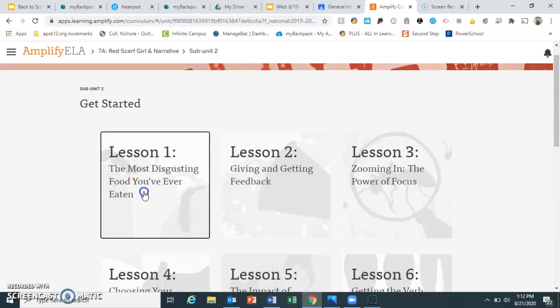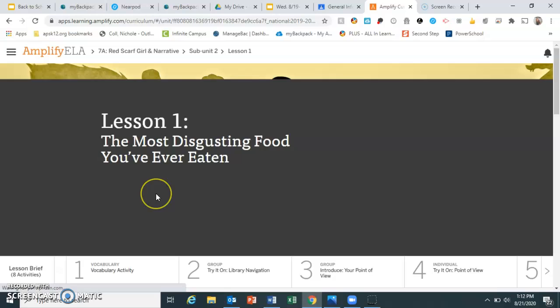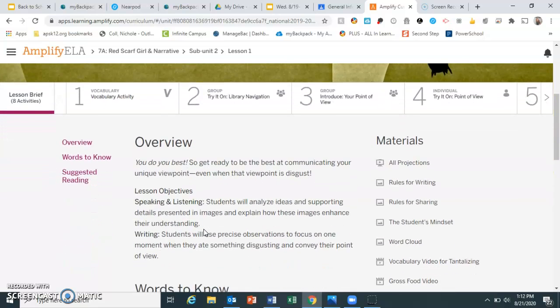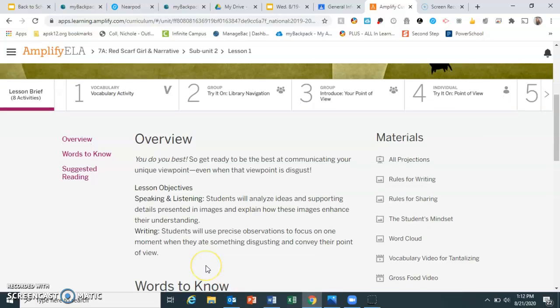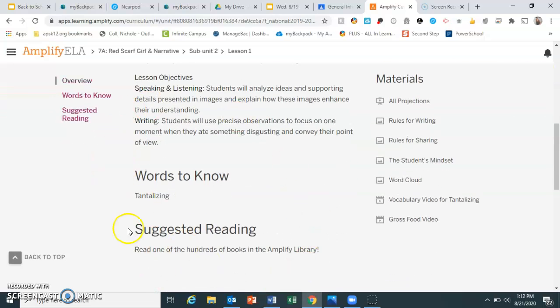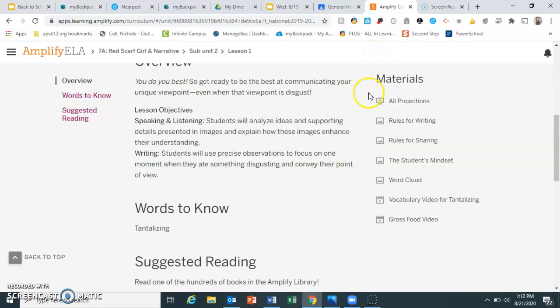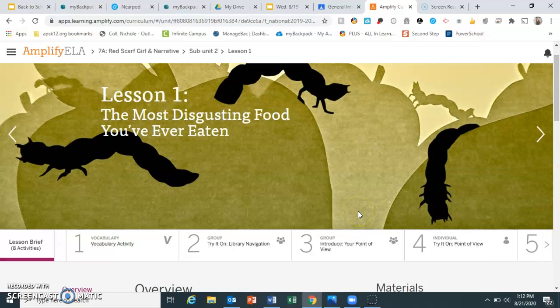When you click on a lesson, it breaks down the different activities that you're going to do for that day. As you can see, it also shows you an overview of what you're going to be learning, the words that you need to know, and some suggested reading that you can do if you finish early and you want to learn more about the topic. You can also take a look at the materials that you're going to be looking at ahead of time.